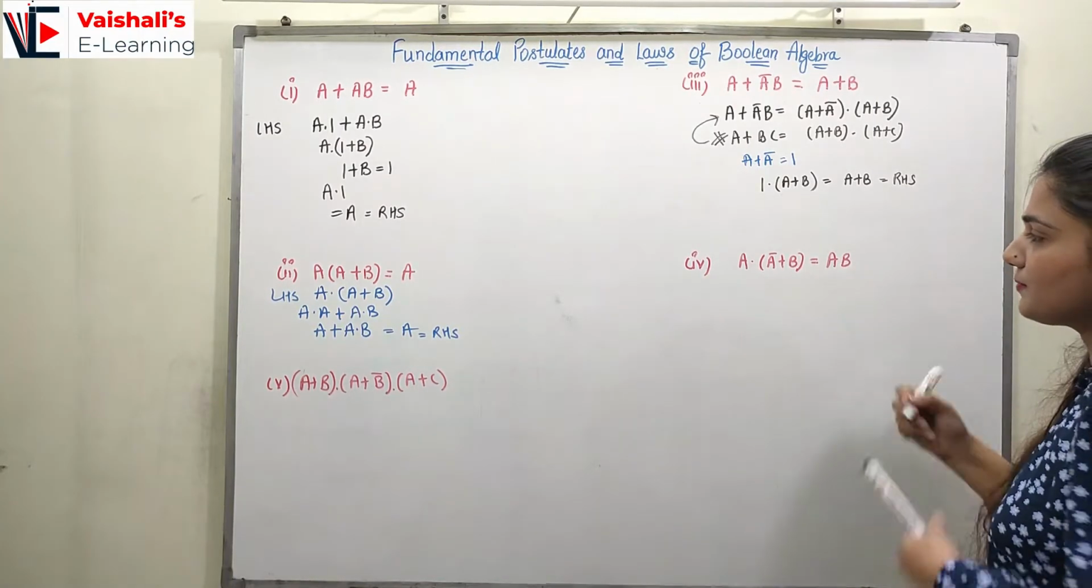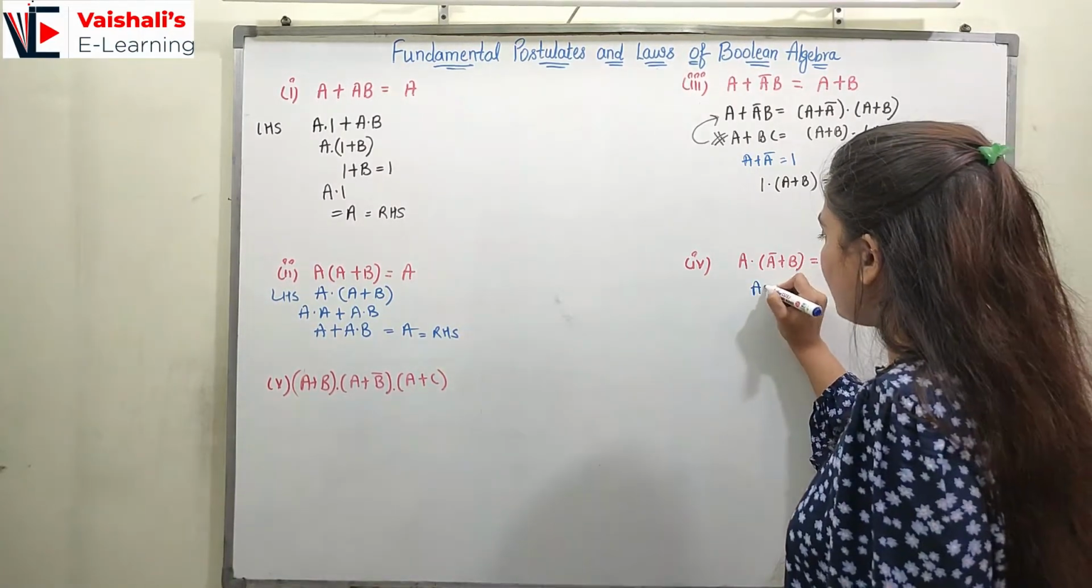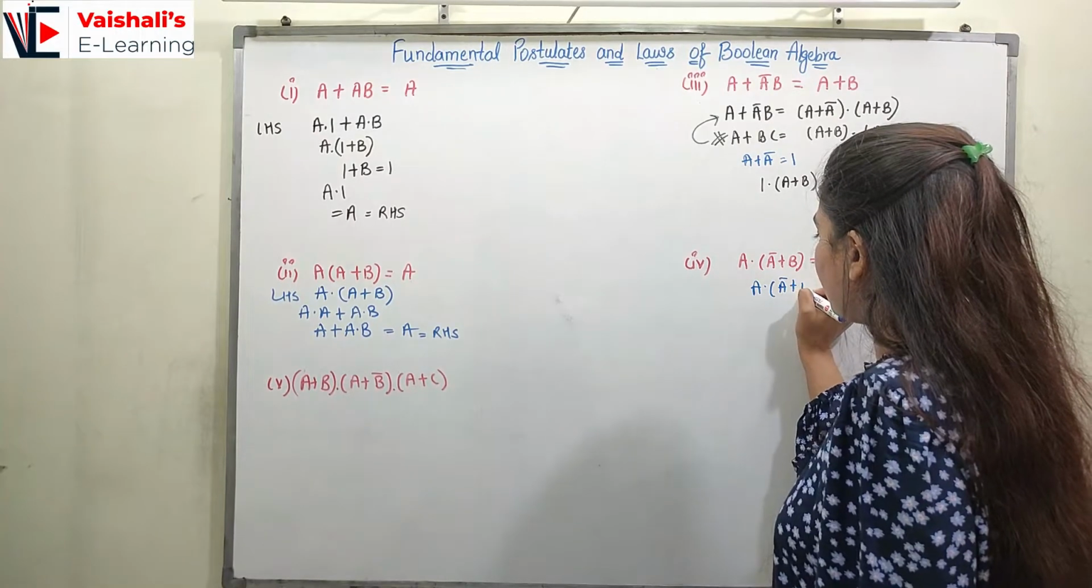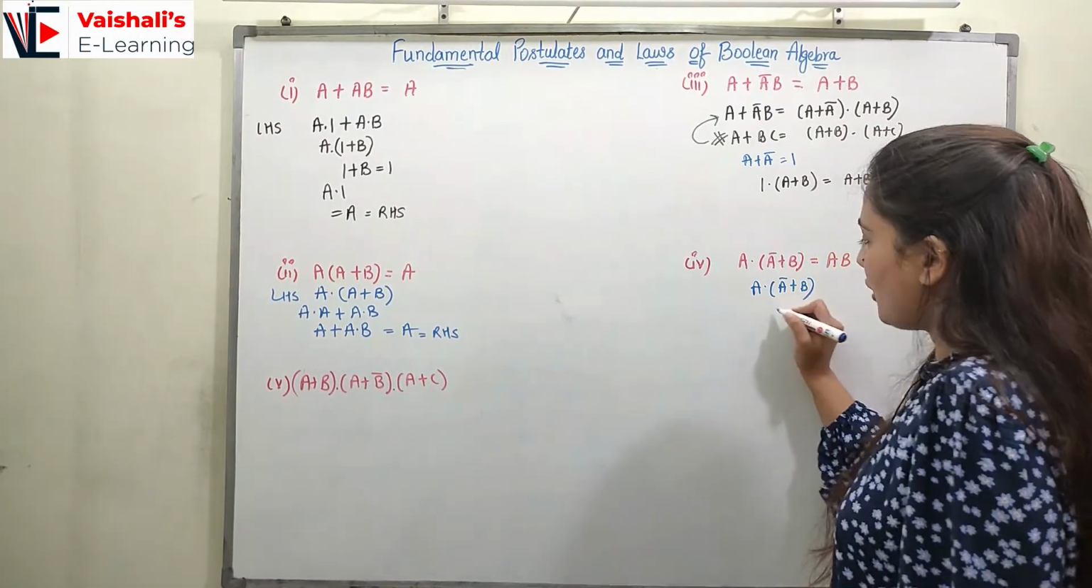Now coming to this property, here we have a dot a bar plus b as my left hand side. Now I can open it.